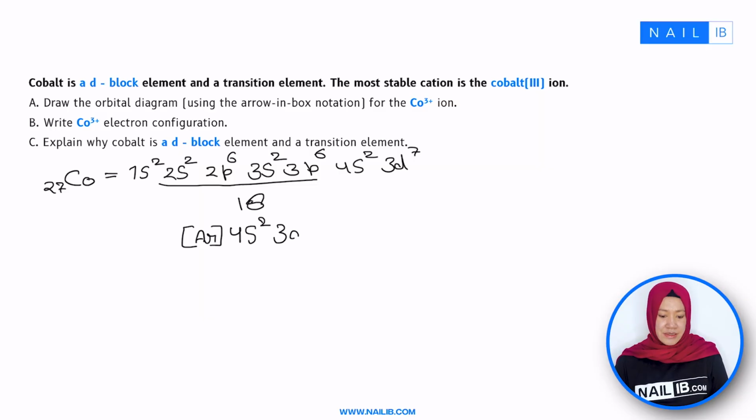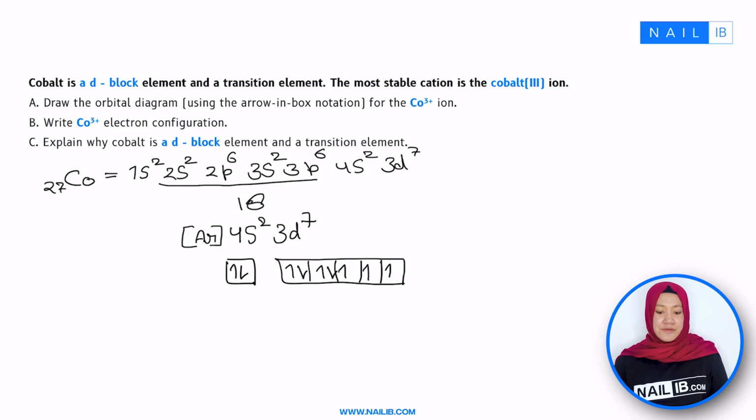4s2, 3d7 using noble gas. So the orbitals will be 1, 2, 3, 4, 5, 6, 7. Right. So now for Co3+, we will remove 2 electrons from here and 1 electron from here. So 3 electrons are removed.